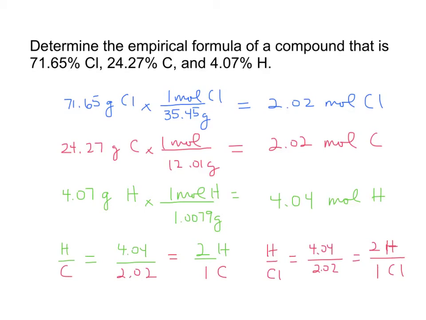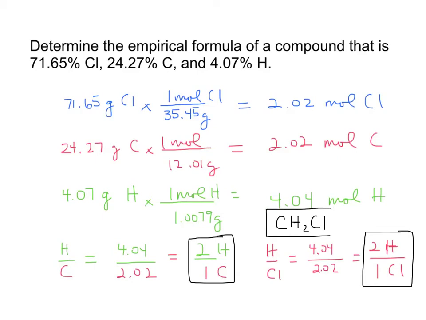Alright, so once we have all of our ratios, we can write our formula. And so our formula has to maintain these two ratios, the 2 hydrogen for 1 carbon and 2 hydrogen for every chlorine. So putting that all together, we can write it here in black as CH2Cl. And that's what would be our empirical formula, keeping that 1 to 2 to 1 ratio in force.